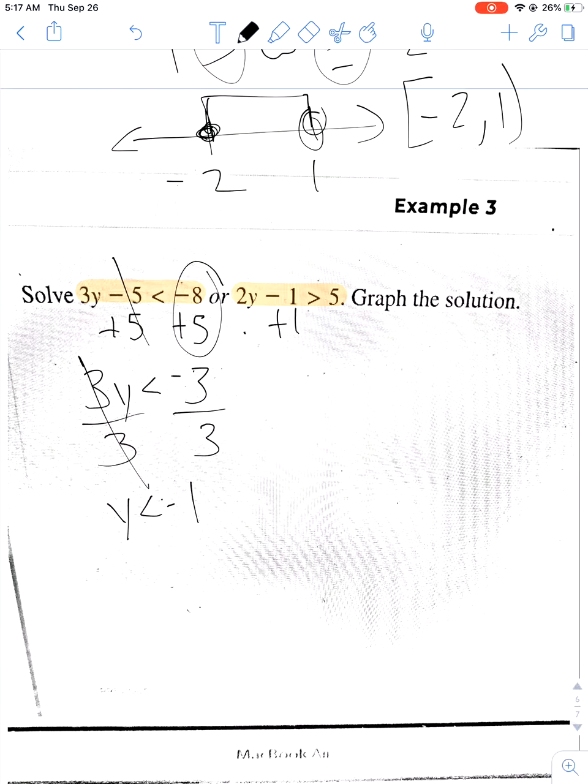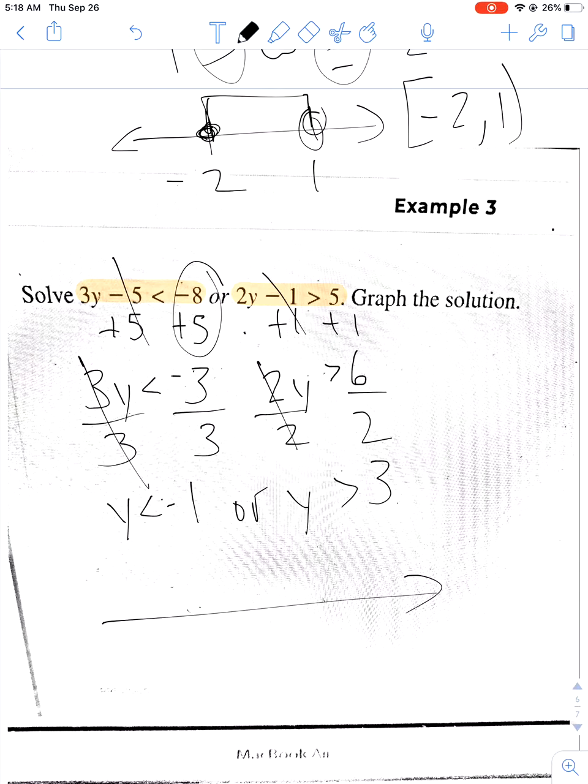Over here, we add 1, add 1. So 2y is greater than 6. Divide by 2, and y is greater than 3. So this is an OR. So let's look at what we need to do here. Small number first, big number second. Open and open. Let's see, y is less than negative 1, so I go over here to where all the numbers are smaller than negative 1, but it's also bigger than 3, so I draw where it's bigger.